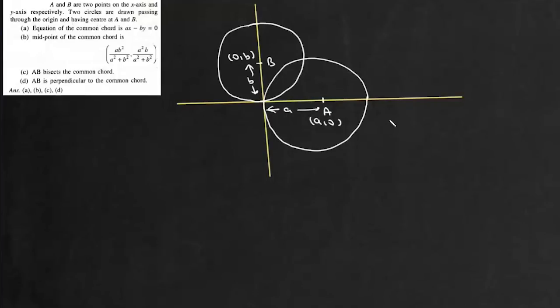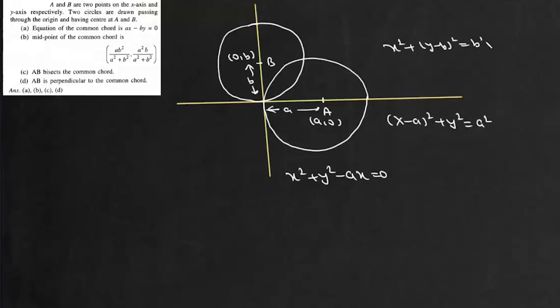So the equation of this circle is (x minus a) square plus y square equals a square, which is x square plus y square minus ax equals 0. And the equation of the second circle is x square plus (y minus b) square equals b square, or x square plus y square minus by equals 0.